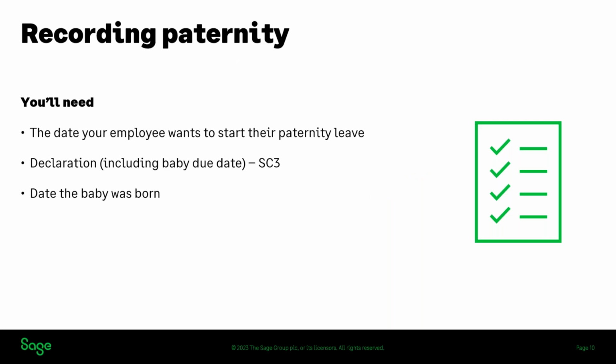But before you can record them, there's a bit of information you will need. And that is, number one, the date your employee wants to start their paternity leave. So the date that the statutory paternity pay will begin. And you'll need a declaration from your employee confirming the baby's due date. And for this, you can either use your own form if you've created one, or if you do a search online for SC3, you can use HMRC's form, which you can download from the gov.uk website.